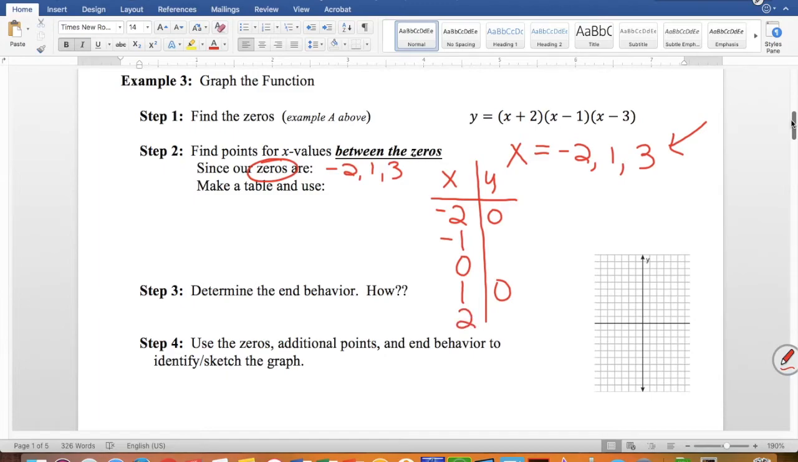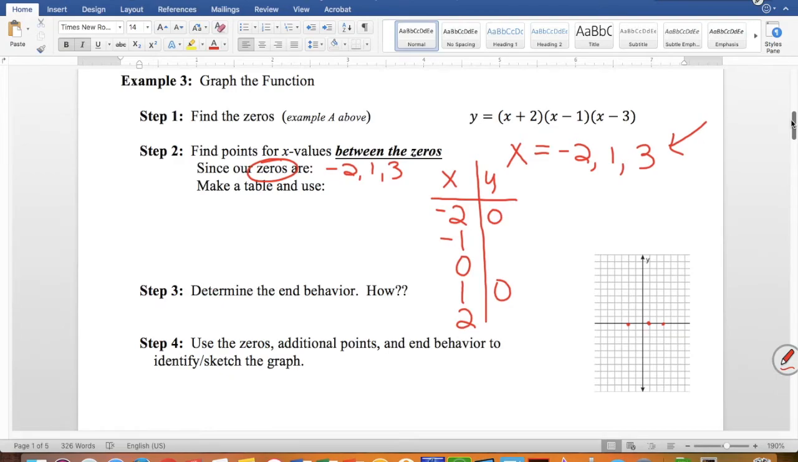And I'm going to go ahead and solve for 2. And then I'm not going to put 3 on there because I don't have room, but I also know 3 is a zero. So I could go ahead and graph my zeros if I wanted to: negative 2, 0, 1, 0, and 3, 0. So I know my graph is going to go through those points. So let's go ahead and find out when x is negative 1.